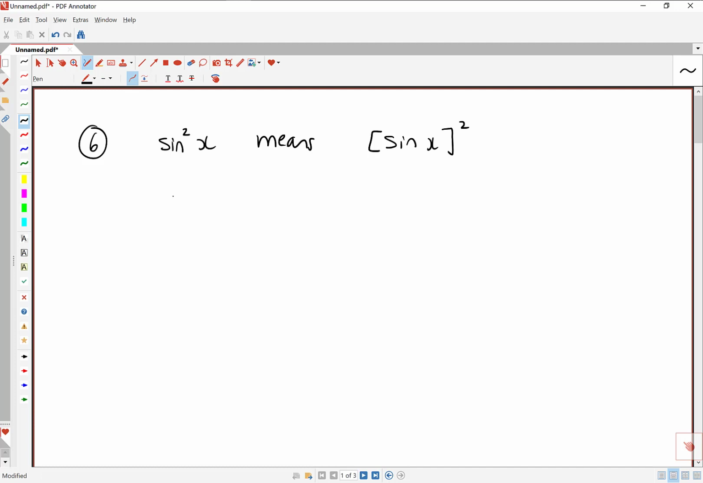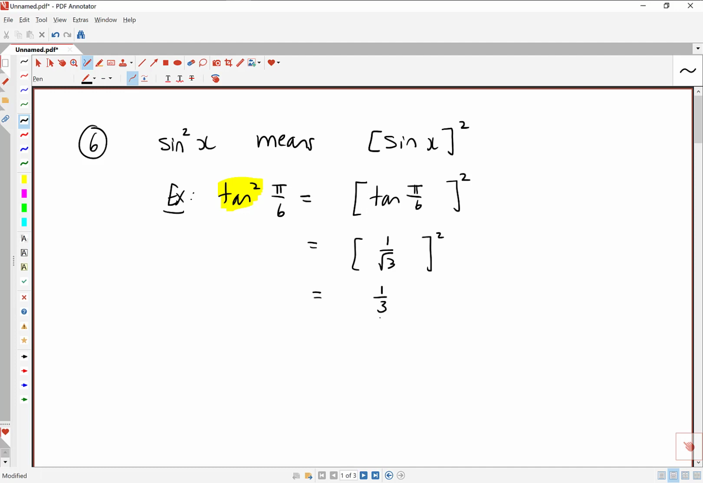So for example, if someone asks you to compute tan squared of pi over 6, you would say, well, whenever I see a square on a trig function like this, that's just a shorthand notation. And what that means is calculate the value of tan pi over 6 and then square that value. So we could think about our special triangles. We could figure out that tan of pi over 6 is 1 over root 3, and then we square that value to get 1/3.